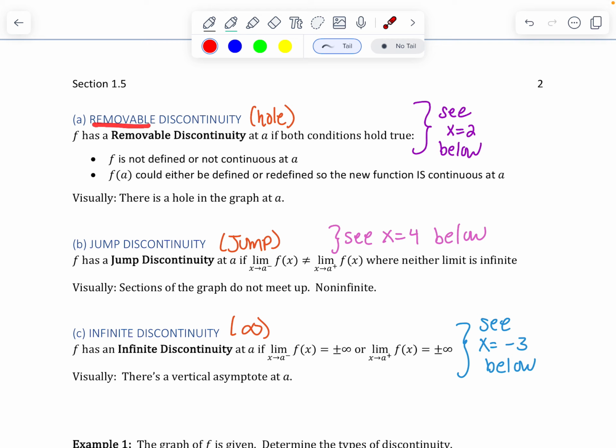So we talked about removable discontinuity, which we defined to be a hole. This is where both of these conditions need to hold true: the function itself is not defined, meaning there's an open circle, or it's not continuous, meaning the point does exist, but it exists somewhere different than the line your pencil's on. And so the function could be defined for that value, or it could be redefined. Like if you think about with a limit, sometimes once we factor a limit, we're actually removing the hole.